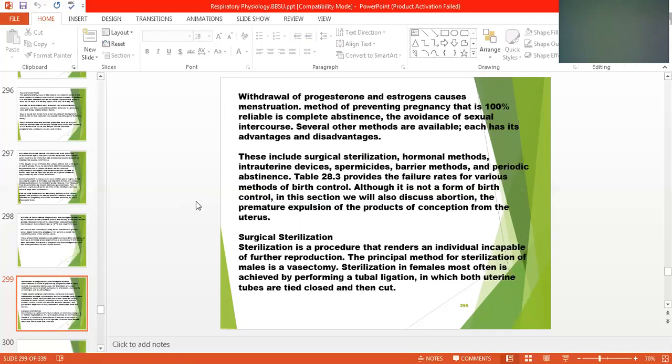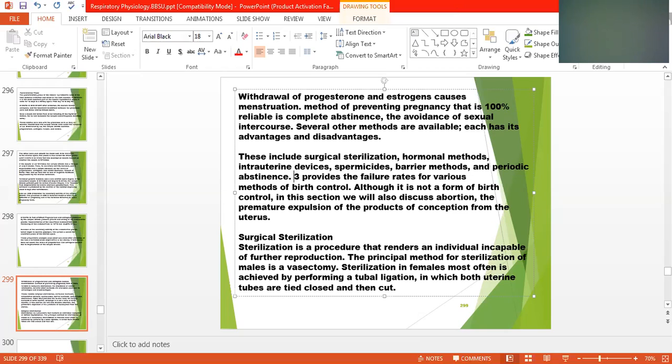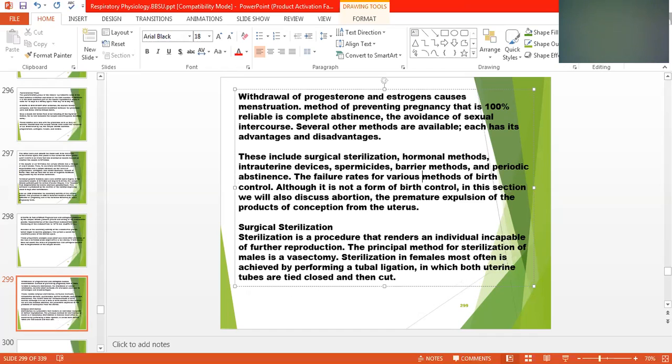Several other methods are available, each has its advantages and disadvantages. These include surgical sterilization, hormonal methods, intrauterine devices, spermicides, barrier methods, and periodic abstinence. We will look at the failure rate for various methods of birth control. Although it is not a form of birth control, in this section we will also discuss abortion, the premature expulsion of the product of conception from the uterus.